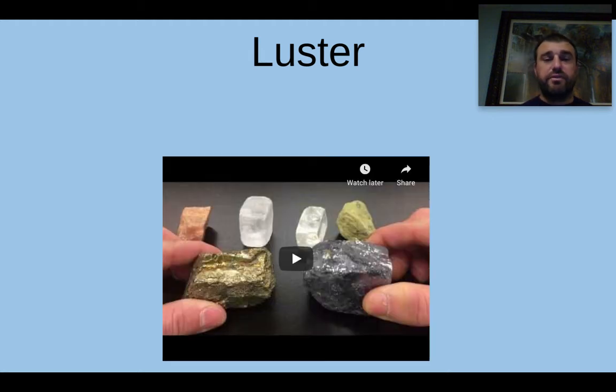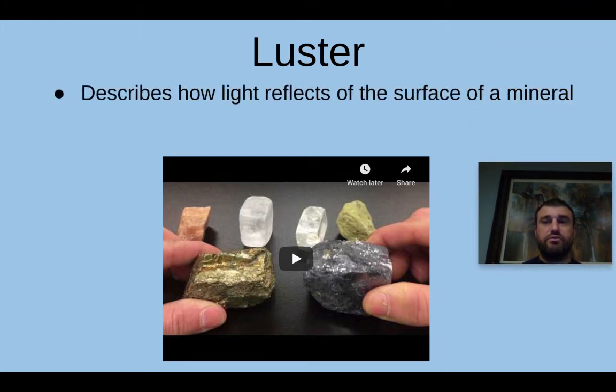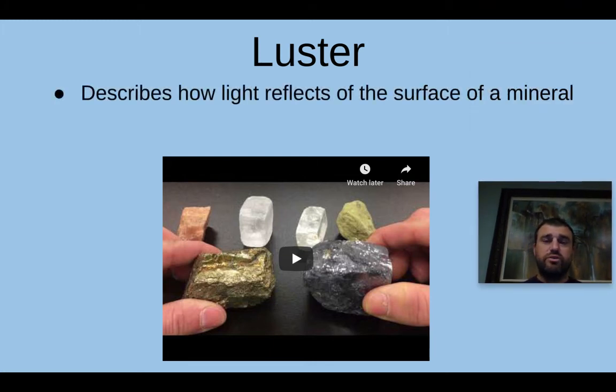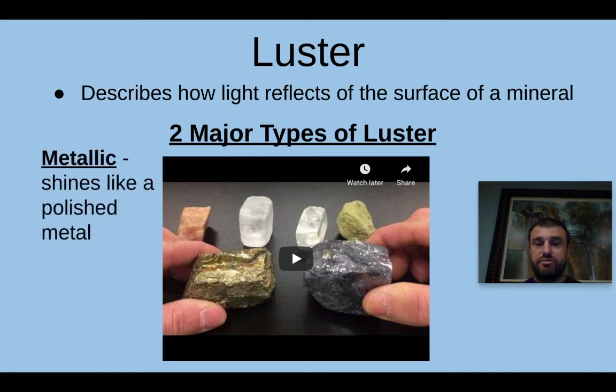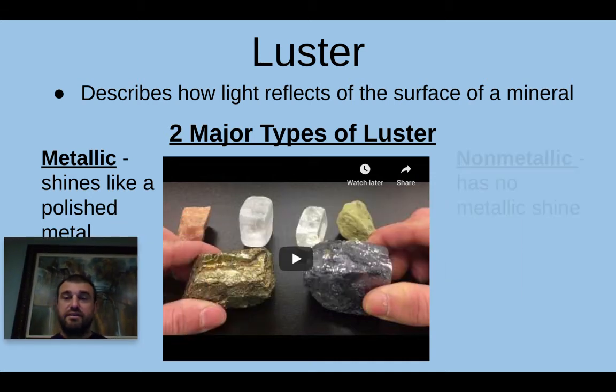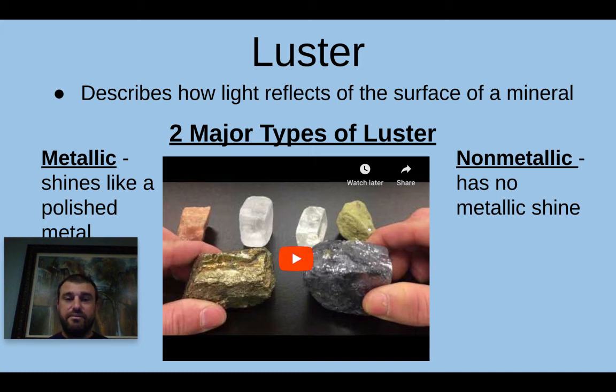All right, luster describes how a mineral reflects light. And there's really only two kinds. There's more than two, but two major ones that we classify in middle school science. That is either metallic, pretty simple, does it look like a metal, or it doesn't. If it looks like a metal, you say metallic. And if it doesn't look like a metal, then you say non-metallic.